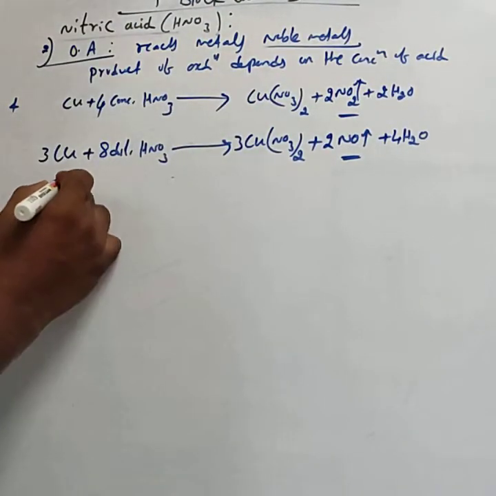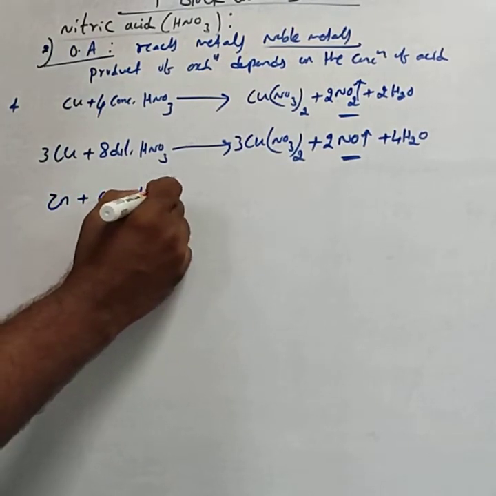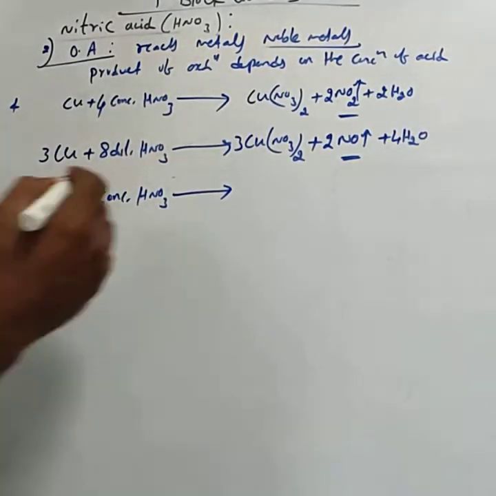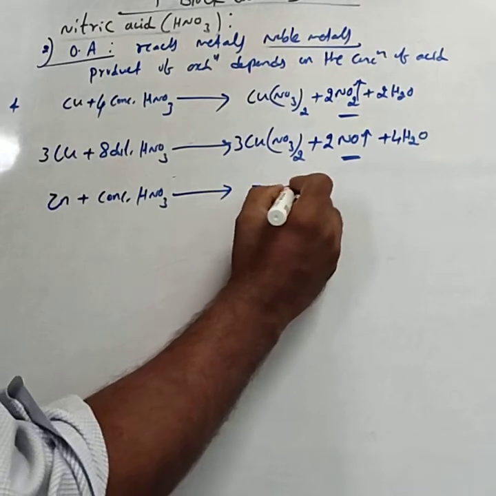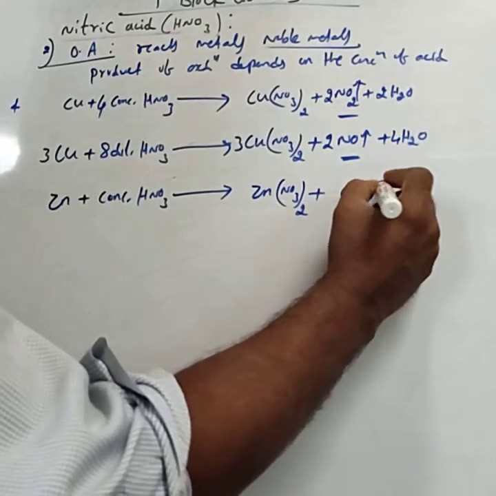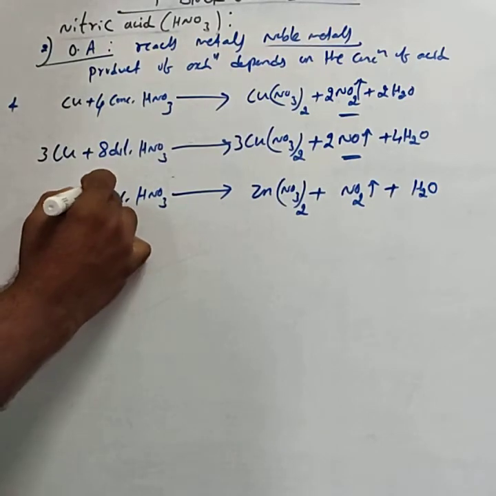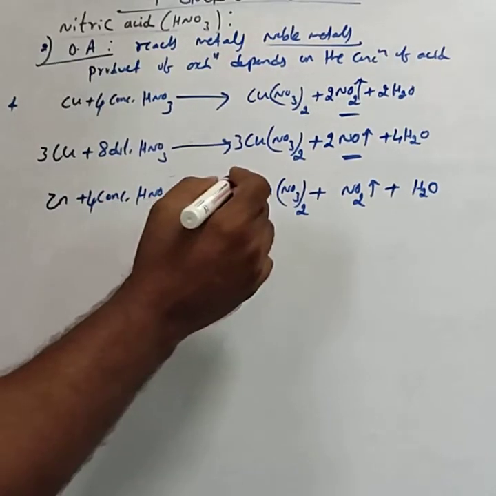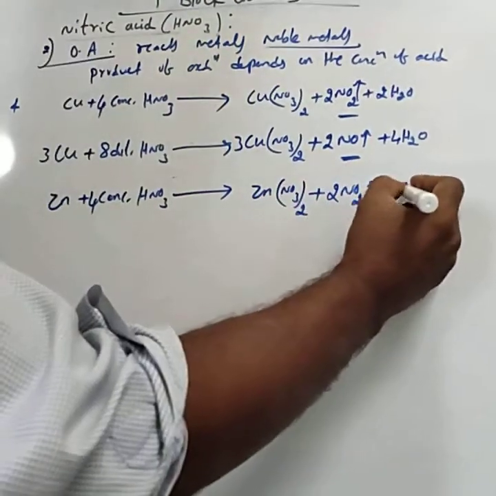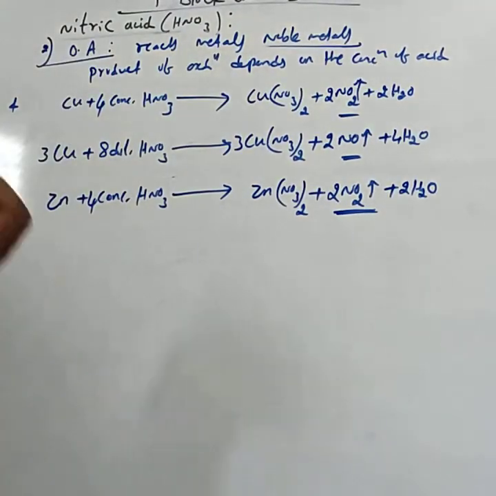Then one more, zinc. Zinc reacts with concentrated HNO3. Nitric acid oxidizes zinc into zinc nitrate. With concentrated acid, again the gas is NO2, liberating water. To balance, use 4 HNO3, then 2 NO2, 2 H2O. For zinc also, with concentrated HNO3, we get nitrogen dioxide.